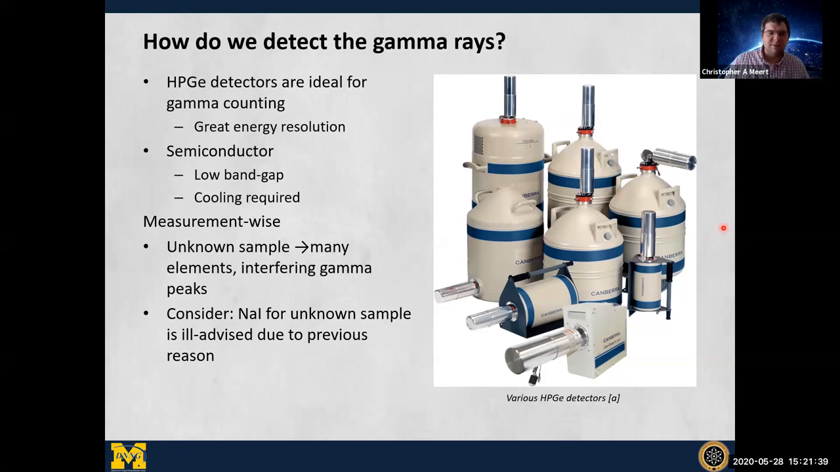I see one message in the chat about some clarification on the foils. This is good to answer now. The foils are the neutron source that you use to bombard the sample.